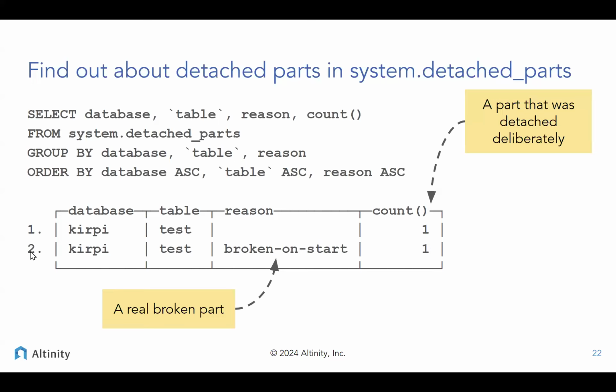And this query shows us that we have one part, the first one, which was actually just detached by a user. I happen to know because I did it myself. And then another one, which was actually broken on start. What happened there was there was a file corrupted in the part. You can actually simulate this yourself by going out to storage and deleting a file and restarting your server, and you'll see this message. So that's a real broken part. And that might be something we want to do something about.